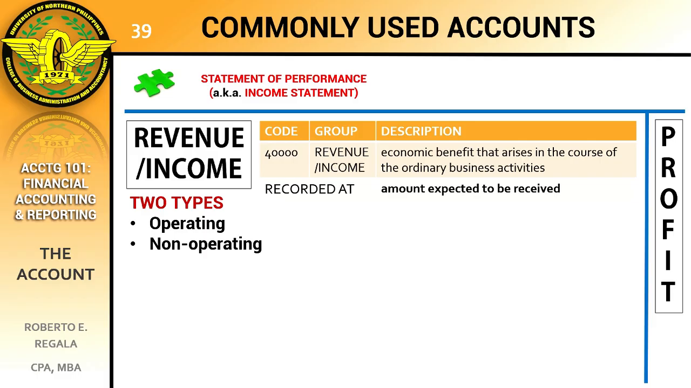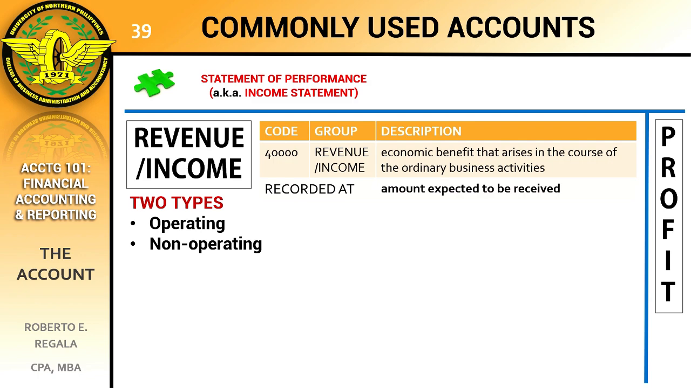Thus, a revenue or income is either operating or non-operating depending on the nature of the core business of the entity. In our classroom discussion, we will refer to revenue as operating revenue and income as non-operating revenue. Revenue is primarily money a business makes from doing core activities of the business. Think of it as the income from its main hustle, like selling products or offering services.